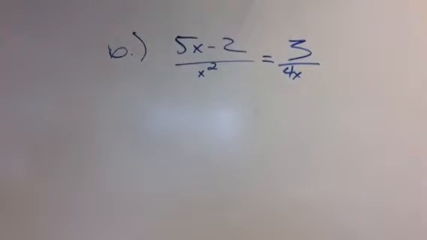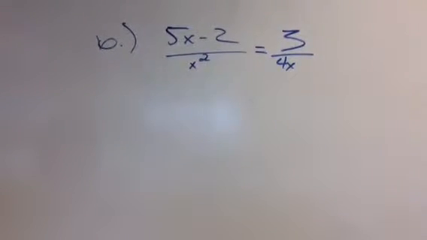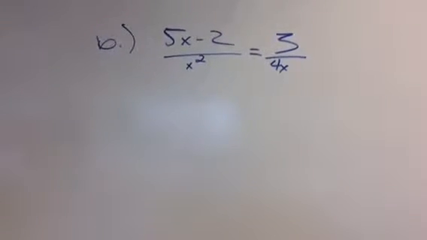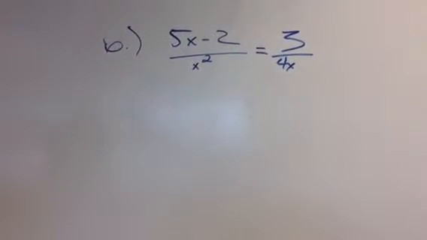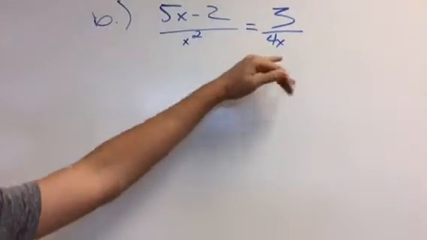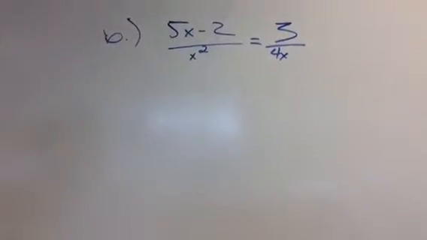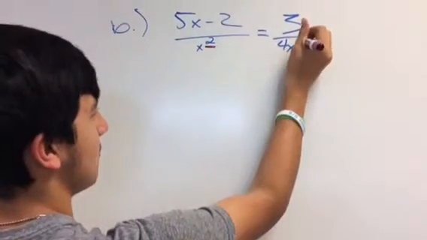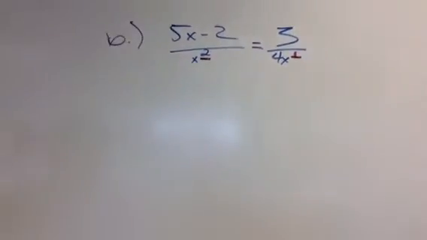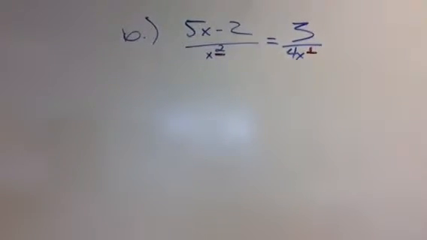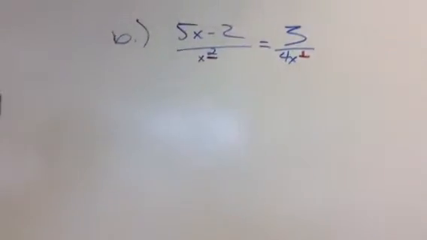Okay, our next problem is (5x−2)/x² = 3/(4x). There are some ways you can do the first step: you can either cross multiply or find a common denominator. Since there are different exponents, for example this is squared and this has a pretend 1 power, I like to find a common denominator because it's safer. You can work better with it, in my opinion.